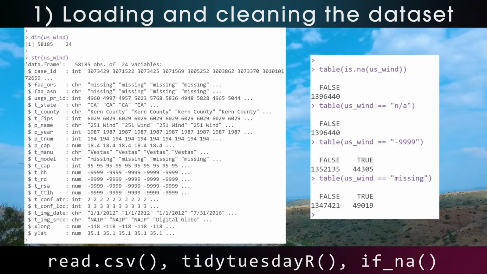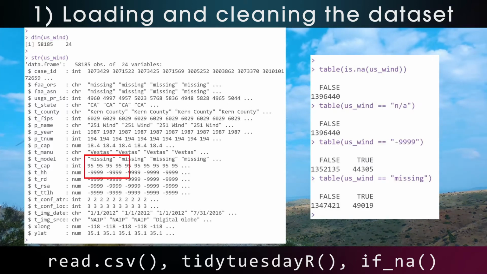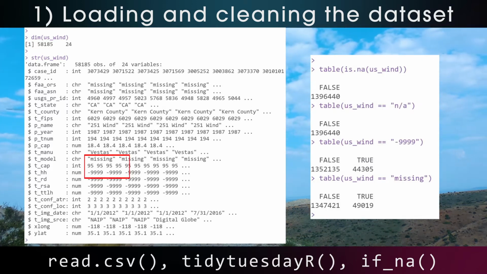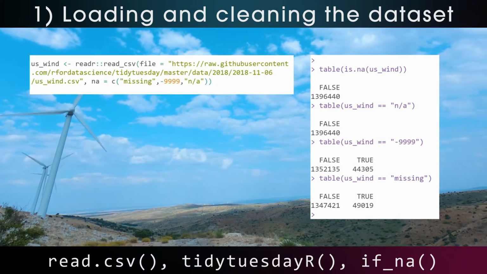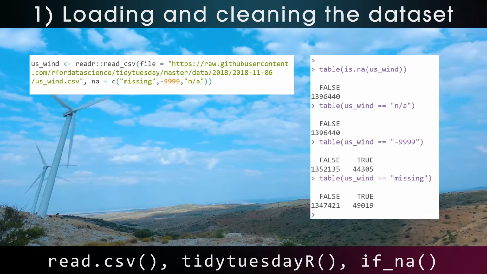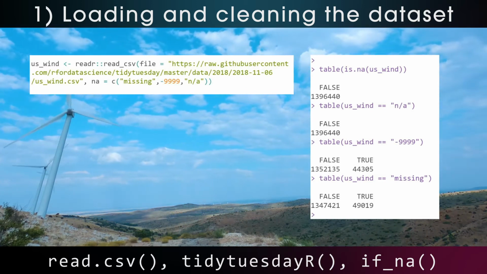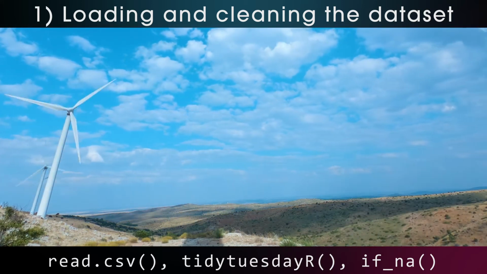As you can see, there are many missing values that are specified as either -9999 or missing. This can be dealt with directly when we load the data with read CSV by specifying the NA argument, or we can clean it up later with mutate and if-else functions.